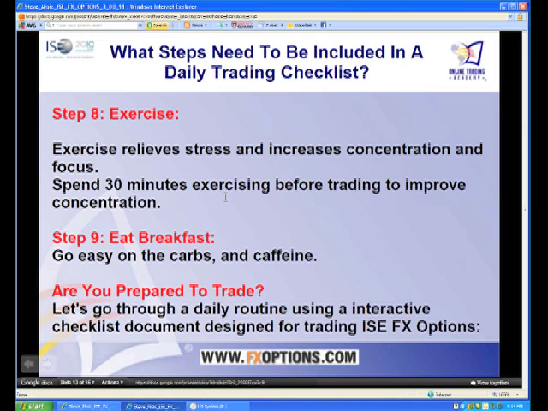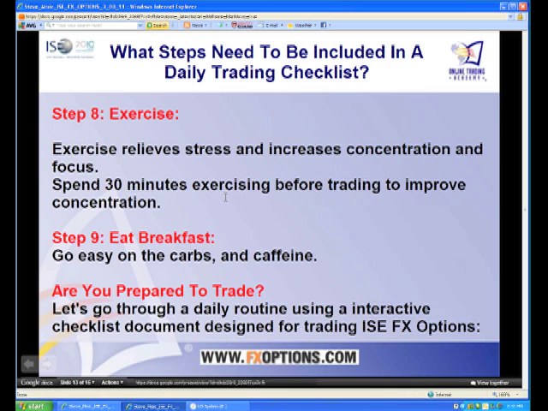And then if I eat breakfast after I exercise, make sure you go easy on the foods that are going to make you tired as you trade, or go easy on caffeine. My biggest problem is I probably drink a Starbucks worth of caffeine every day, and sometimes it affects your performance, gets you too jittery. Okay?